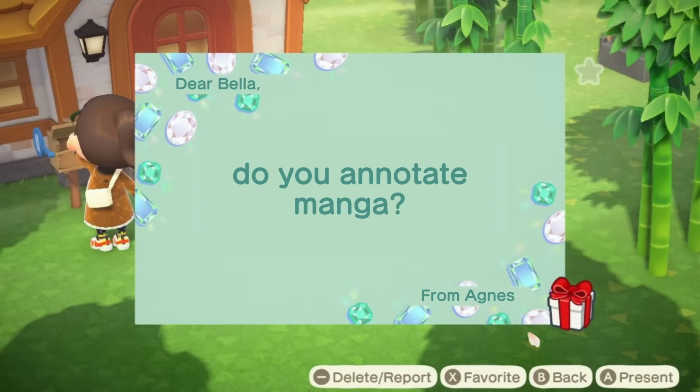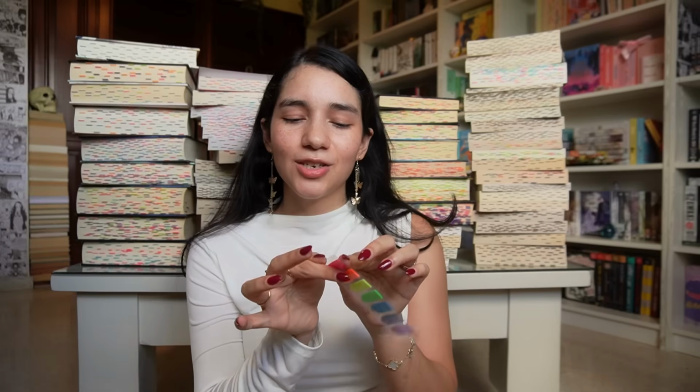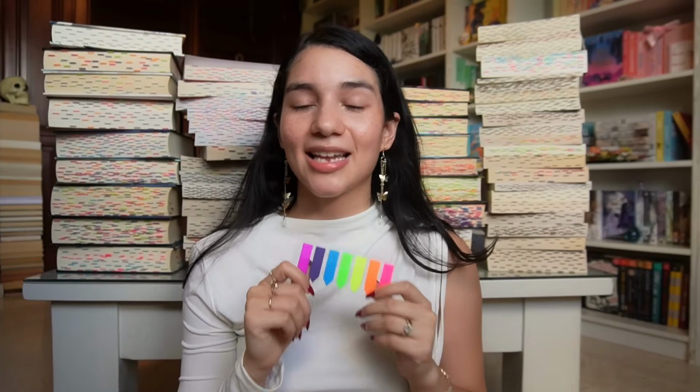Do you annotate manga? Absolutely not. I feel like, especially because of the tabs, I actually did try to tab a manga once and it ruined the page. The glue residue that the tabs have does something to the pages of manga and it ruins them. And I don't like that. It makes me feel awful. Even though I did try annotating my manga once, I never will again.